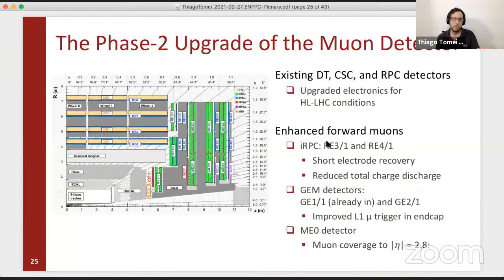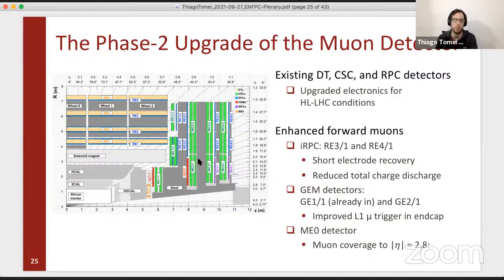But then, of course, it's the Compact Muon Solenoid, so we have to have something for the muons as well, right? So let me talk about the phase 2 upgrade of the muon detector. All of our detectors that already exist, the drift tubes, the CSCs, and the RPCs, are going to be upgraded on the electronics side in order to cope with the high-luminosity LHC conditions. But we'll also have enhancements for the forward muons here.